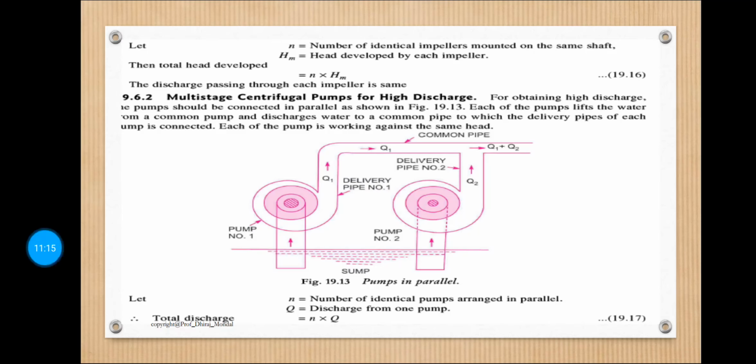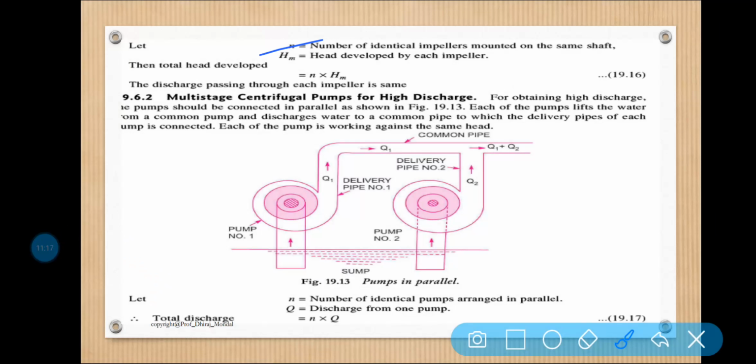Okay, so if n is the number of identical impellers mounted on the same shaft, and hm is the head developed by each impeller, then total head developed is equal to n into hm. Clear? Total head we are getting n into hm, where hm is the manometric head and n is the number of identical impellers mounted on the same shaft.